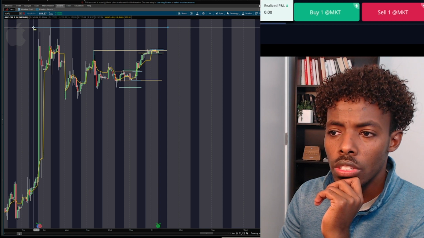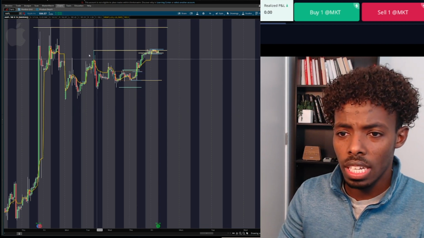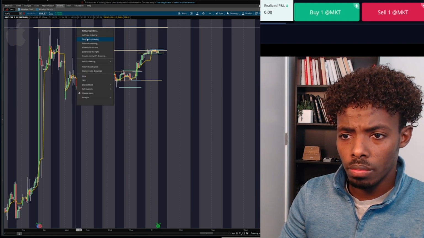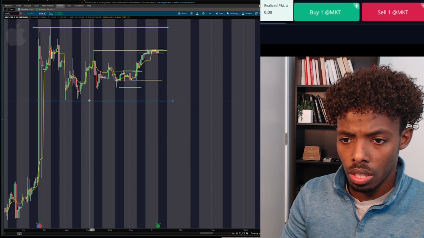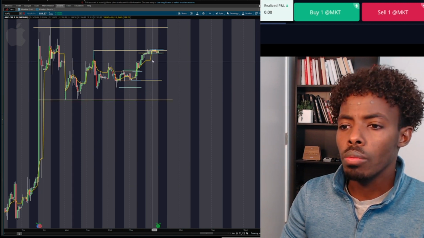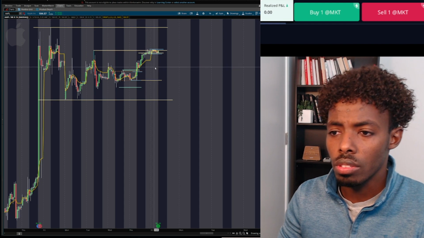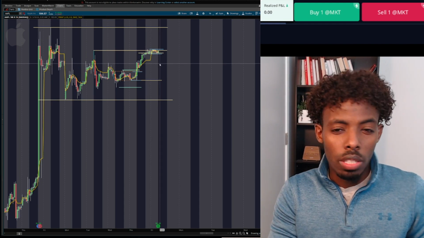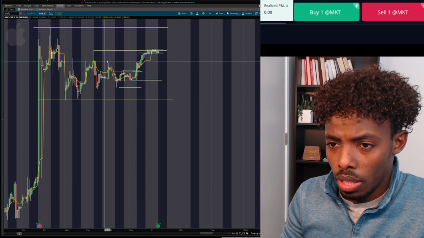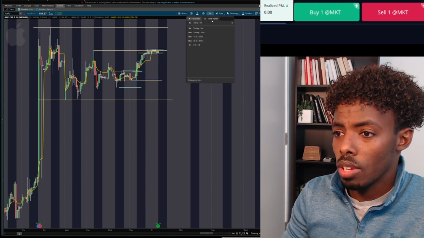I'm just marking major levels from previous days. And here's as low as here. So let's go ahead and mark this one too. So this would be an important one as the price reaches between these two. We're also going to be seeing where the VWAP is at that time, right? So that is that.